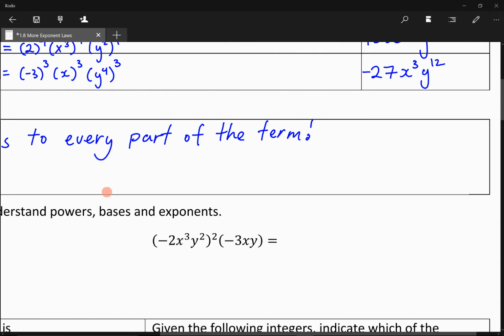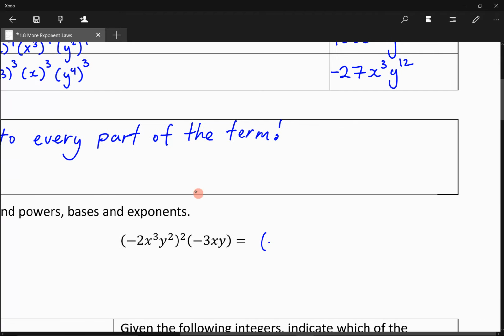What about this complicated expression? Interesting. So first apply the exponent. So I'm going to have negative 2 to the power of 2, x cubed to the power of 2, and y squared to the power of 2. And don't forget, you're still multiplying by 3xy.